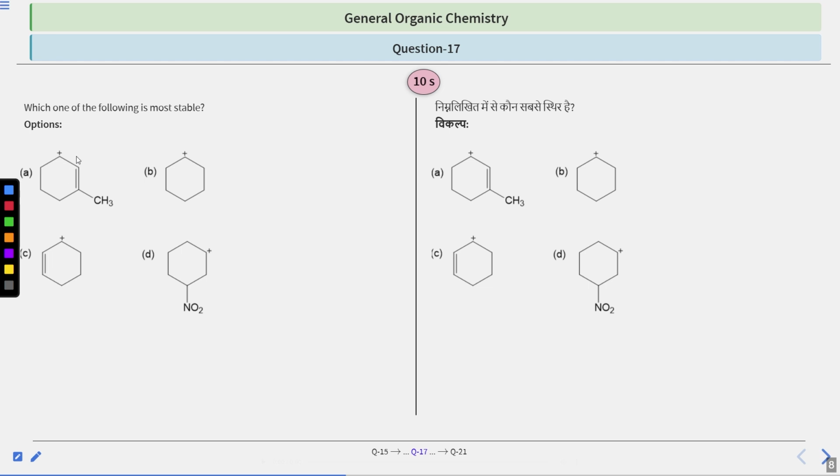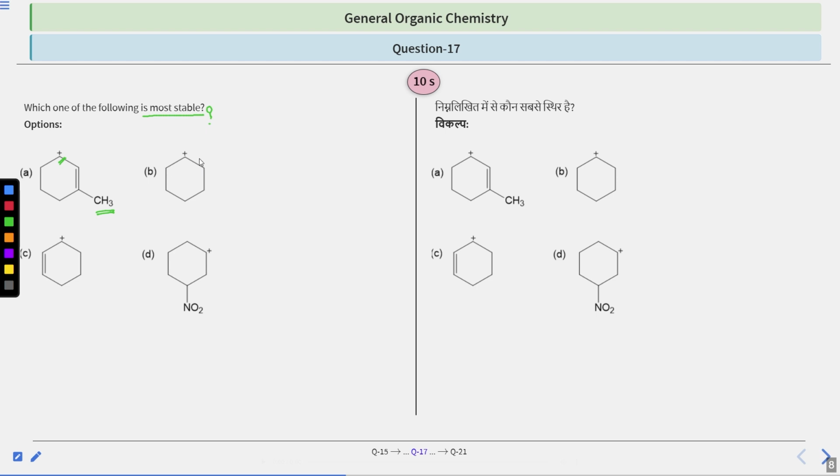Question number 17. The question is, which one of the following is most stable? We have to tell from the options A, B, C, and D. We have been given structures. We have to tell which one is the most stable structure, or ion, you can say, because positive charge is present. Option A is this alkene, cyclohexene, with a methyl group present at the first position. So 1-methylcyclohexene, and this positive charge on the third carbon.